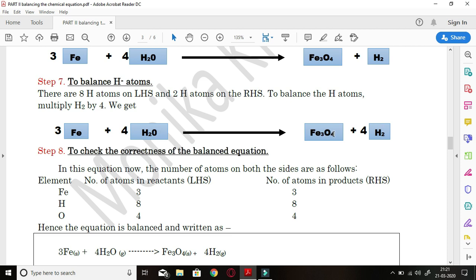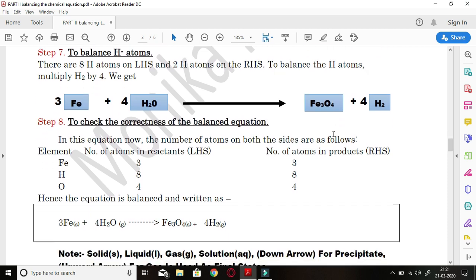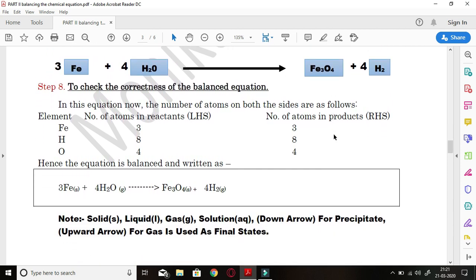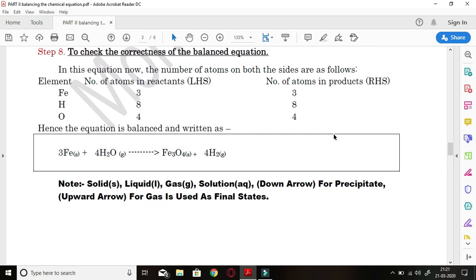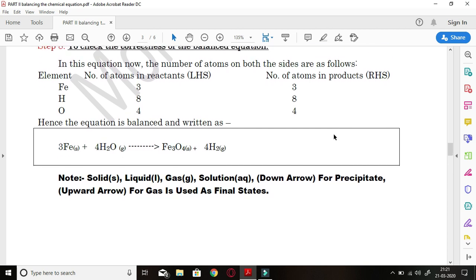This is how these equations are balanced, from the skeletal to the balanced equation, by a very basic method, that is hit and trial method. Now the last step, students, is that we will not leave this equation as such. We will mention their states at the foot of these formulas. हम उनके पास में उनकी स्टेट्स को भी मेंशन करेंगे.